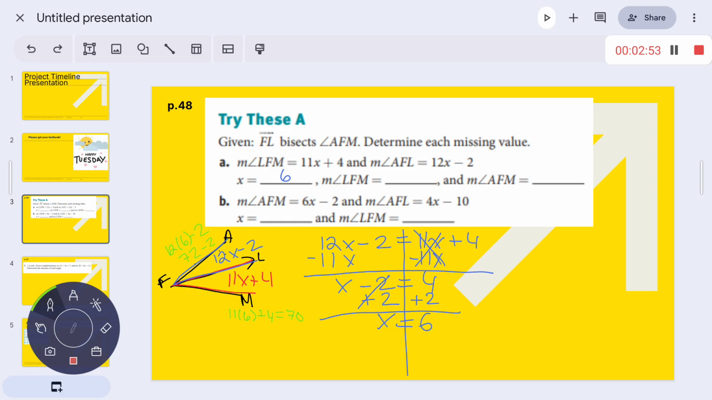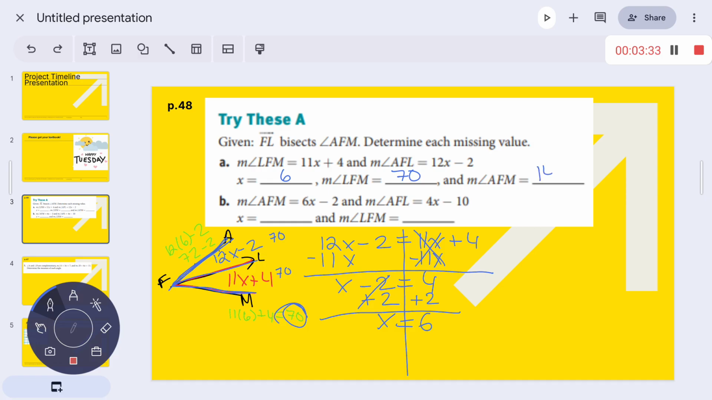Okay. This one says, I'm going to switch back to a color you can read better. This says the measure of angle LFM. What is it? Well, actually, we already solved it, right? We just plugged in the value of x. So that will be 70. Okay. Then it says we want the measure of AFM. So AFM, it's this whole thing. Okay. So that means it is 70 plus another 70. So hopefully you know that the larger angle is 140.